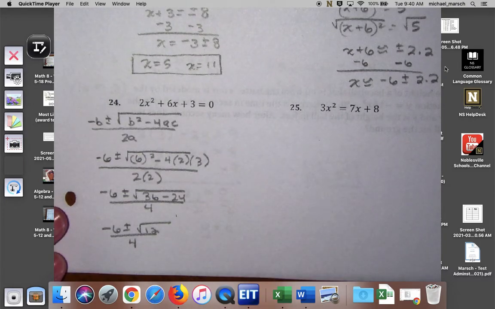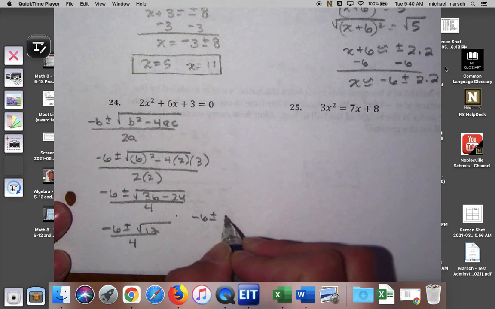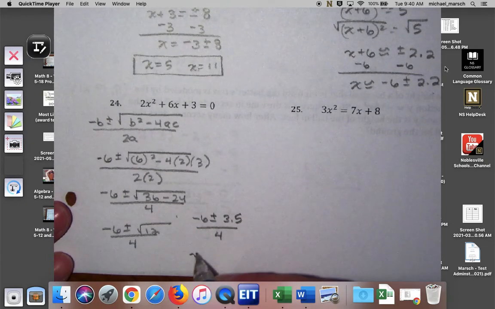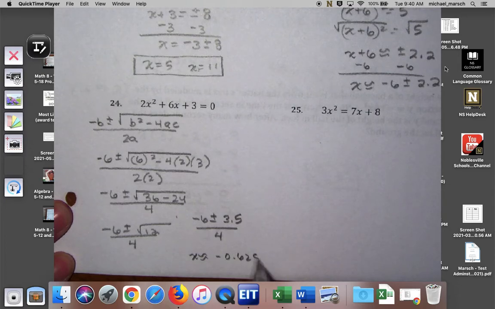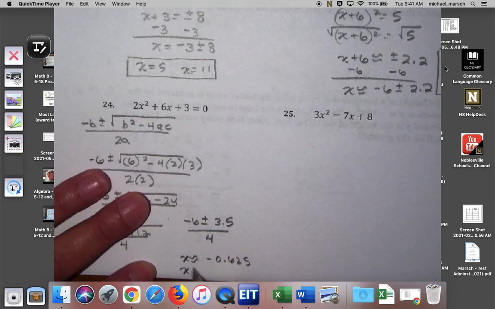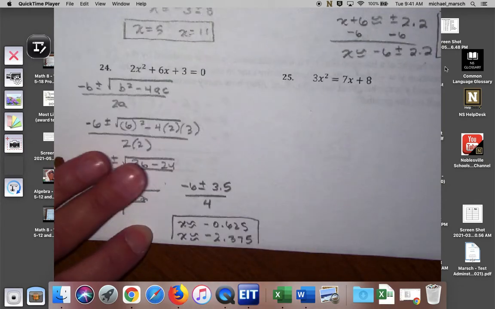I do the square root of 12 in my calculator, and I get about 3.5. So now I have negative 6 plus or minus 3.5 divided by 4. So when I do negative 6 plus 3.5, I get negative 2.5, divide that by 4. And I get x is about negative 0.625. And then when I subtract, I get negative 9.5 divided by 4. And I get x is about negative 2.375. So those would be my beautiful x-intercepts.